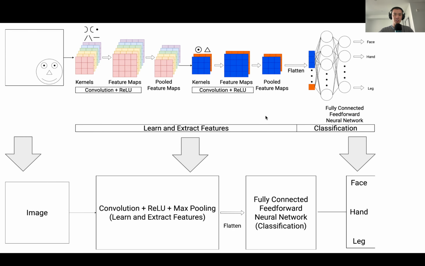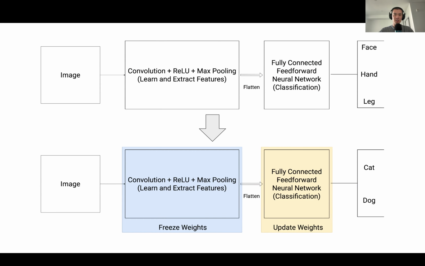So on the top, this is the diagram we've been using for a convolutional neural network. And let's simplify it down to the diagram below. So we still have our learn and extract features, our classification, and we'll just simplify this down to this model is trying to determine if this is a picture of a face, a hand, or a leg. And transfer learning, maybe we will use this model for classifying a face, hand, and leg, or a model that tries to classify if this is a picture of a cat or a dog. And some weights we will update, and some other weights we will freeze and not update.